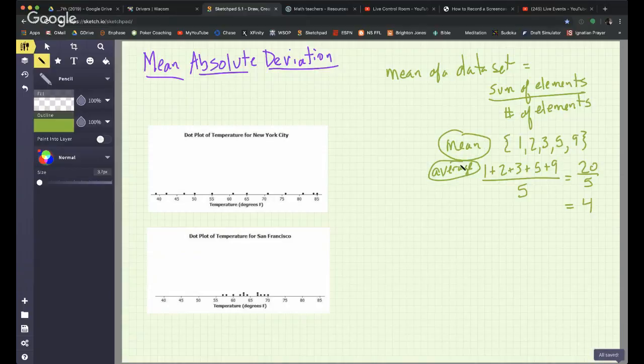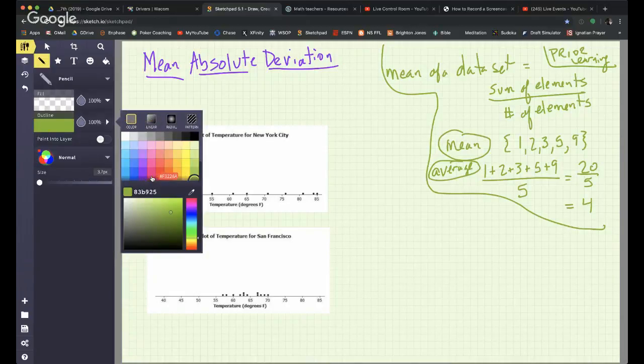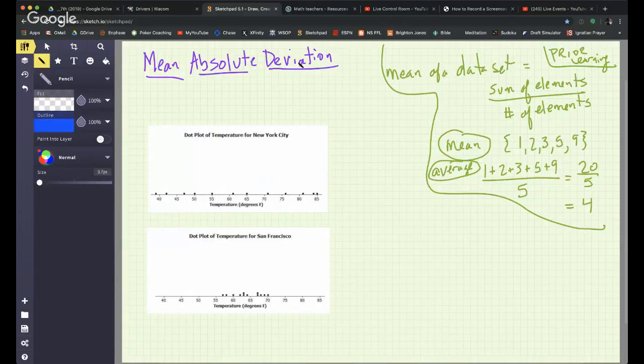Okay, so that's what we learned. I'm going to put that to the side. This is prior learning. Okay, so now we're going to learn a little bit more about data sets. Let's take this to the next level. So we're going to talk about the mean absolute deviation.